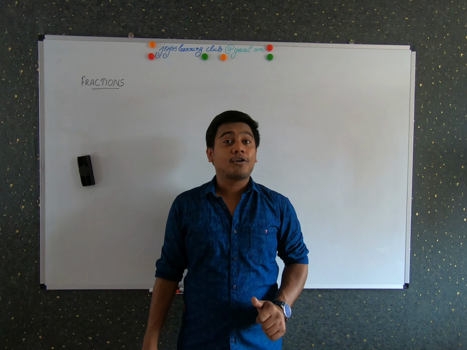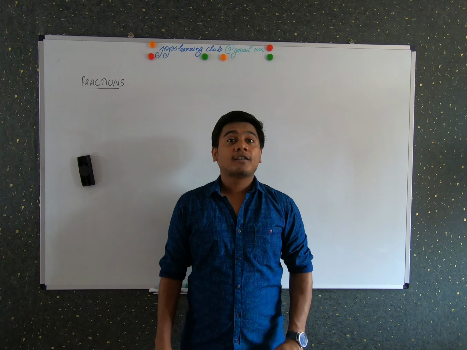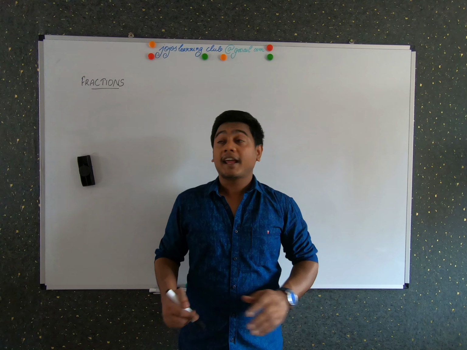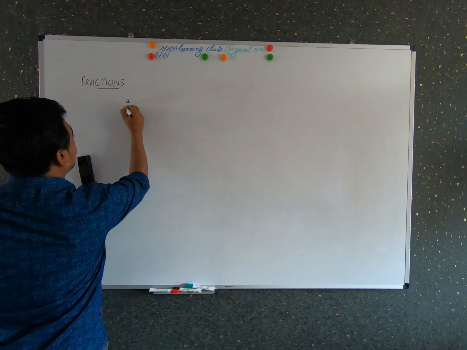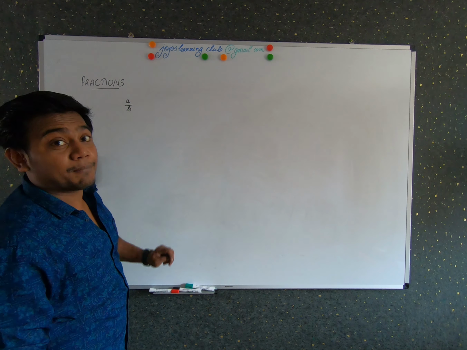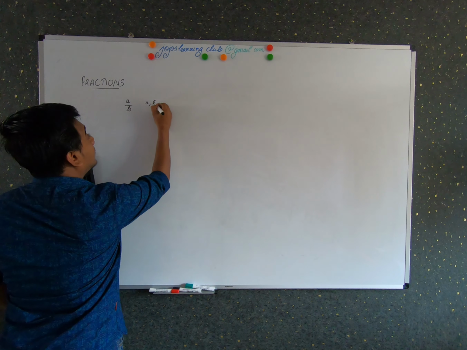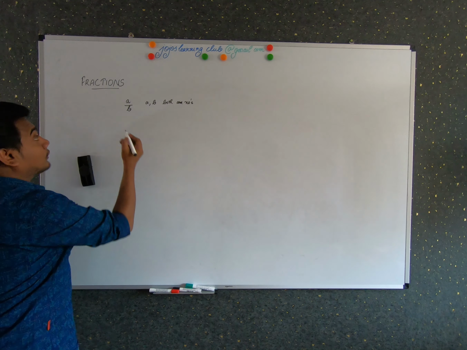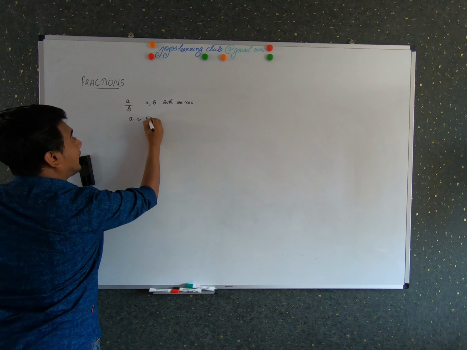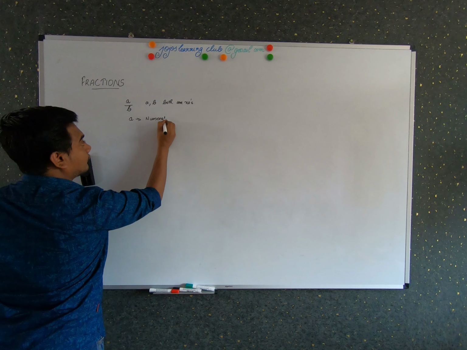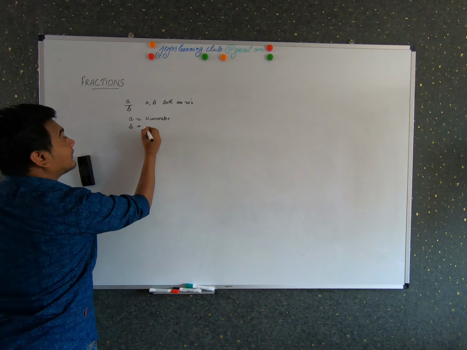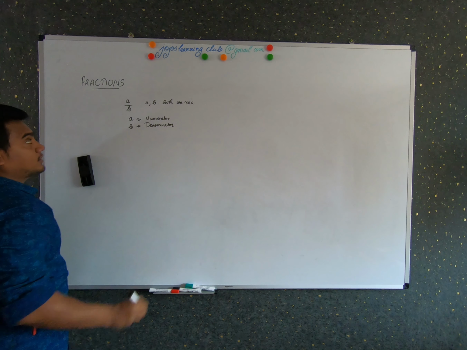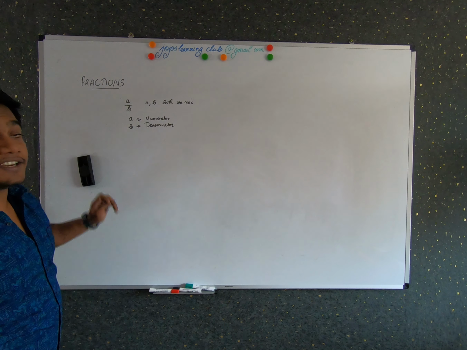So my first topic would be on fractions. So let's start. What are actually fractions? Fractions are any numbers that you can represent in the form a by b. Let me show you an example. So a by b is an example of a fraction where a and b both are numbers. The a above the line is denoted as the numerator and the number below the line is denoted as the denominator. So this is how a fraction is represented.